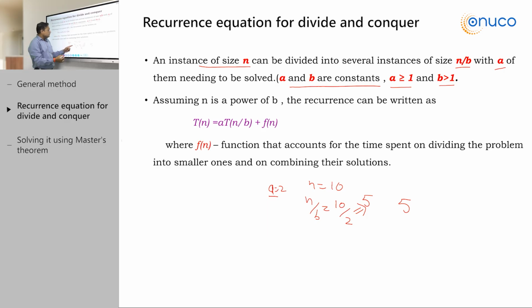Why? If b is 1, then what will happen? 10 divided by 1 remains 10. We are not able to divide the problem into sub problems, because every number is divisible by 1. Hence, b must be greater than 1, right? a can be greater than or equal to 1. Maybe we have only one sub problem, or we have many sub problems, right?